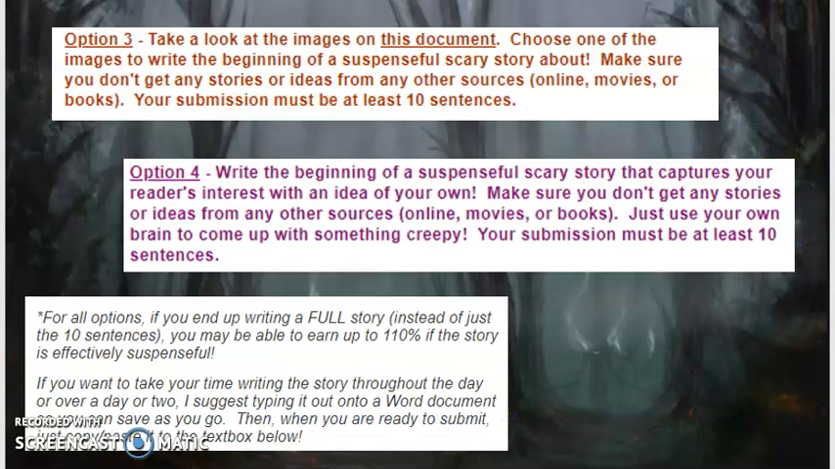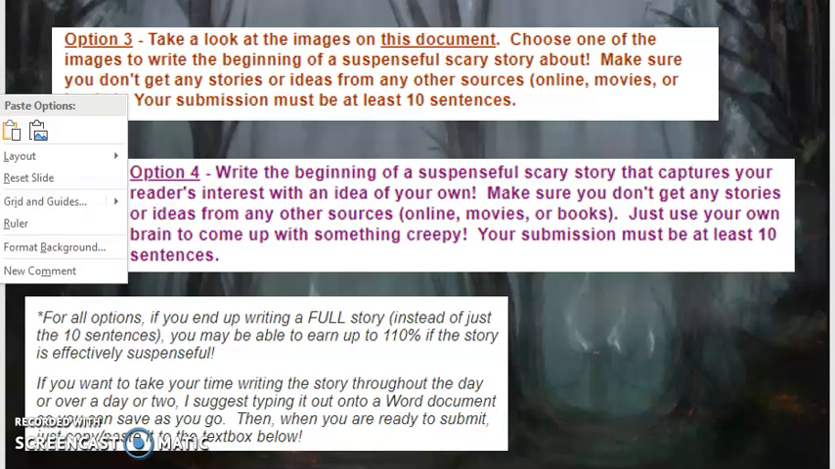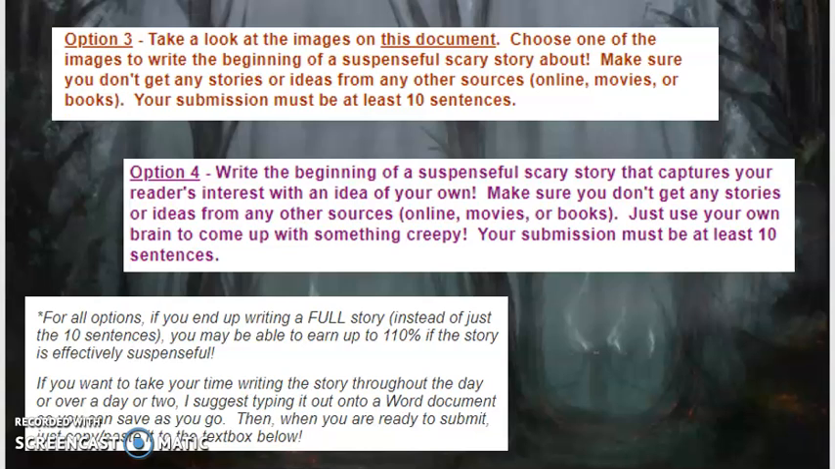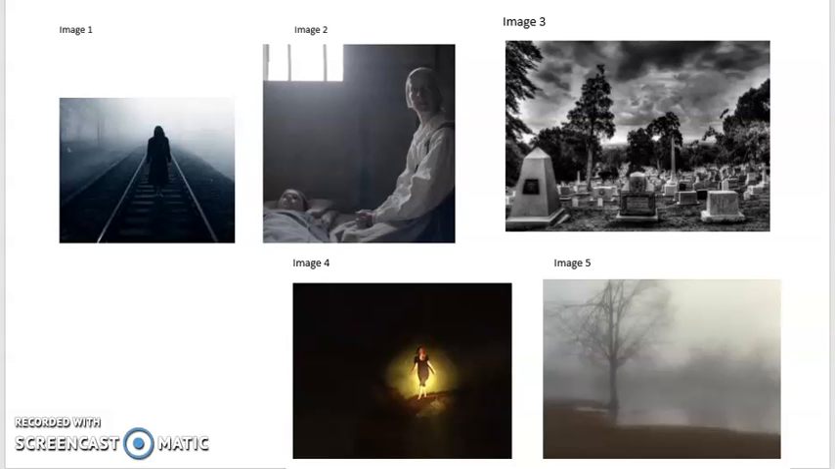And then there's 2 more options. Option 3 is take a look at the images on this document. Now, when you look at the prompt in your course page, you can click on that link to find the images, but I'll show you them here. So there's 5 sort of creepy images. And looking at those, if you can come up with a story that relates to the images or that tells what's happening in the images in a story form. So you have 5 options here.